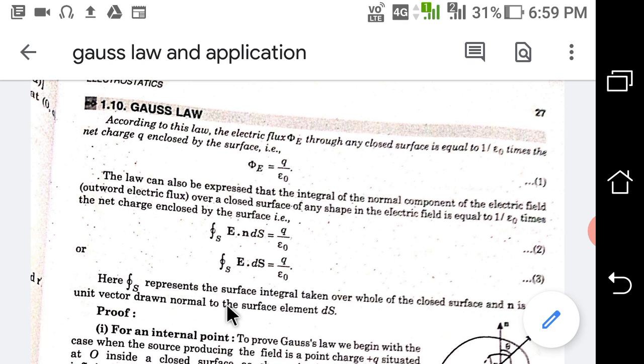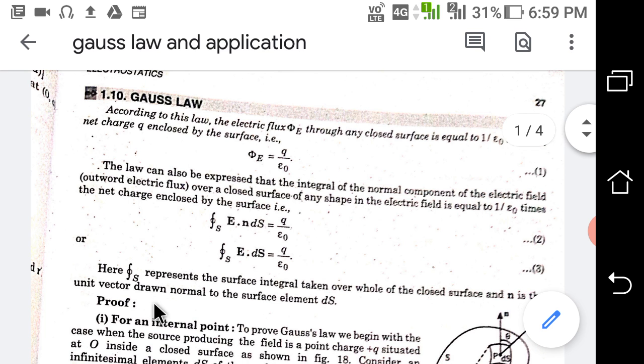Now, this surface integral of E dot ds is equal to q upon epsilon naught, where the integration over the closed surface represents the surface integral taken over the whole of the closed surface, and n is the unit vector drawn normal to the surface element ds.